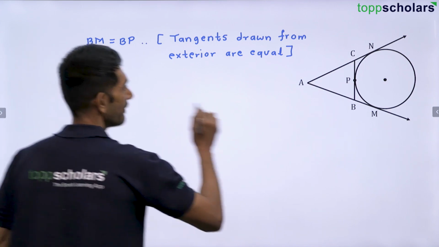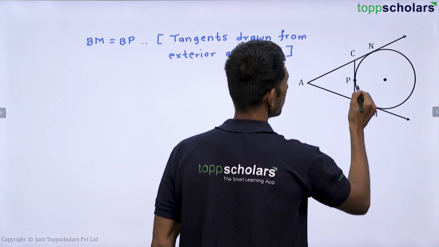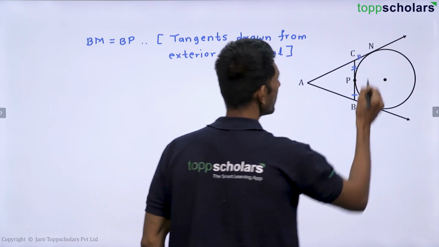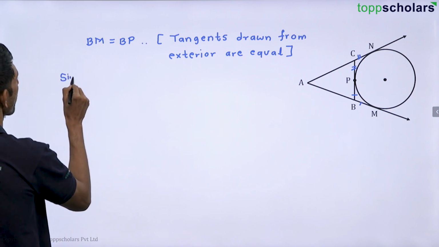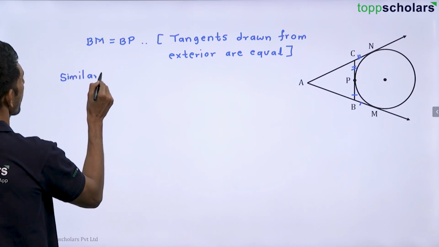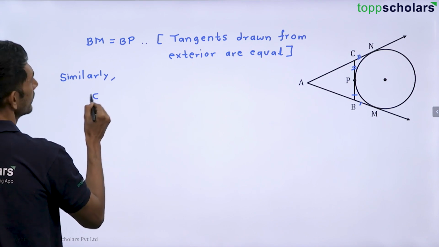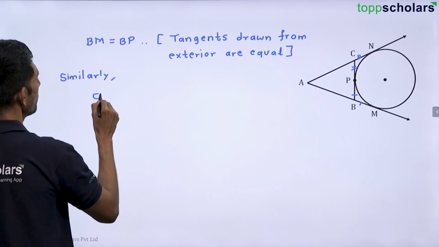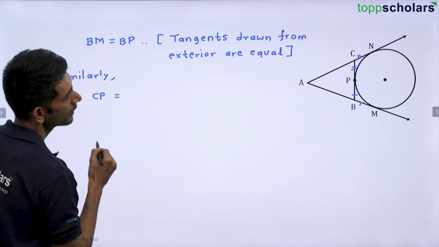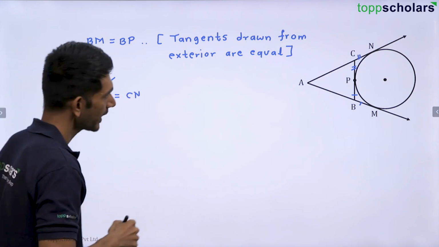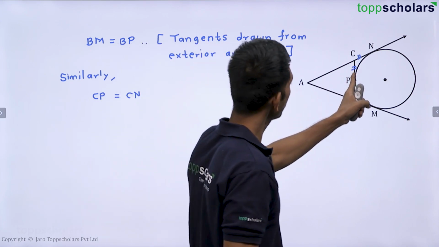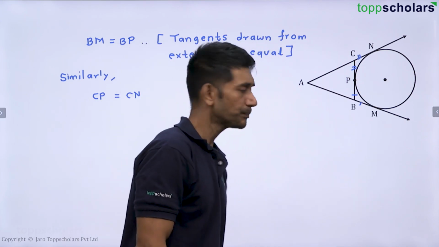Similarly, can I say CP is equal to CN? So I can write down similarly, CP is equal to CN, right? CP and CN are equal.